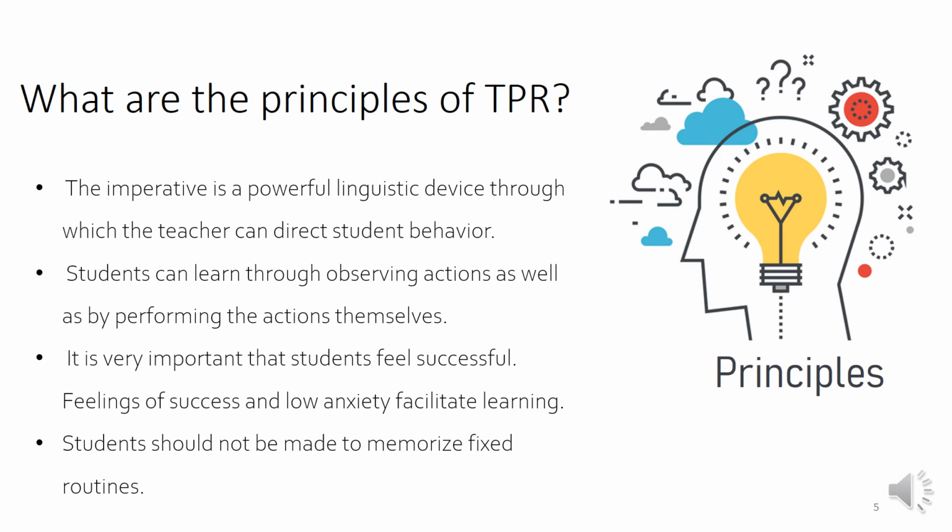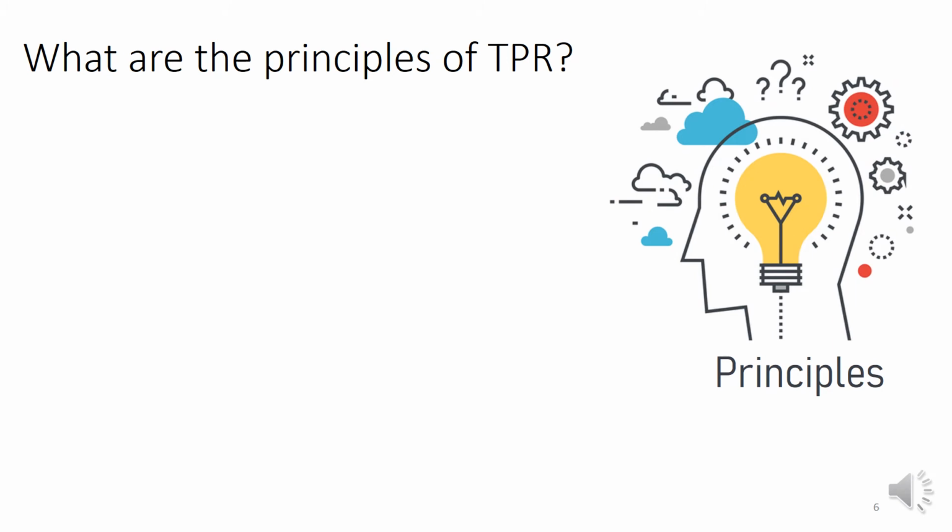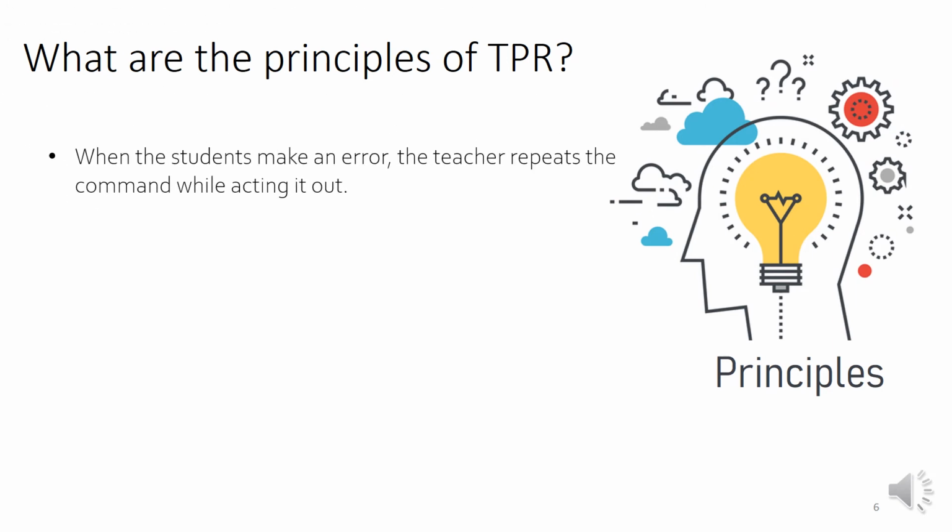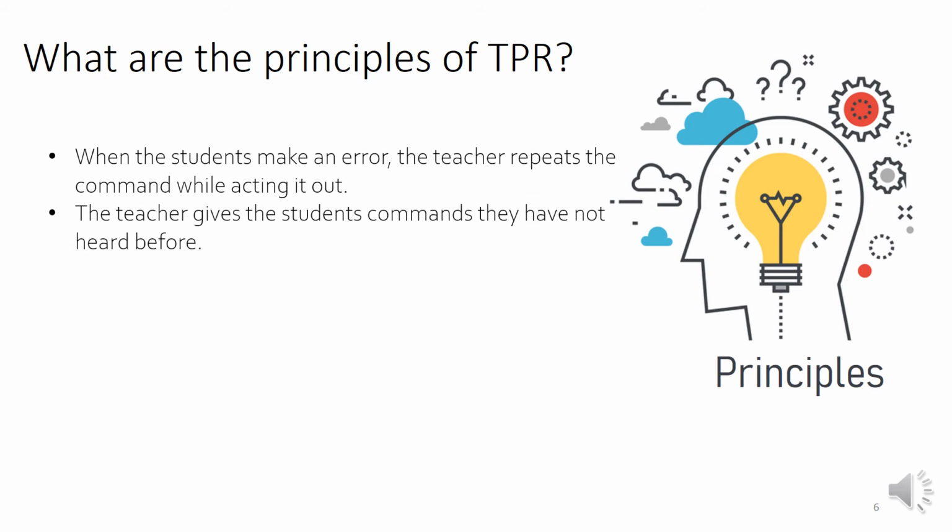Number 7. Students should not be made to memorize fixed routines. It means this method is not a routine method. It is full of action and exercises. Number 8. When the students make an error, the teacher repeats the command while acting it out. It means that when the student acts something wrongly, the teacher says the command and acts it correctly in front of the student. Number 9. The teacher gives the students commands they have not heard before. It means not only the commands they memorize, he always updates the commands he teaches them.